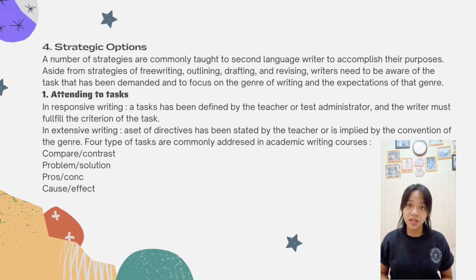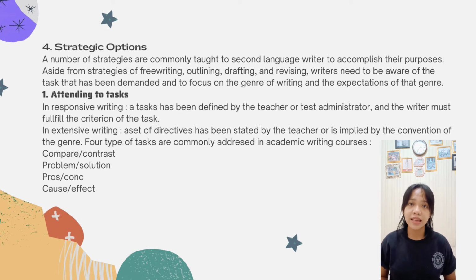Fourth is strategic options. A number of strategies are commonly taught to second language writers to accomplish their purposes. Aside from strategies of free writing, outlining, drafting, and revising, writers need to be aware of the task that has been demanded and to focus on the genre of writing and the expectations of that genre.